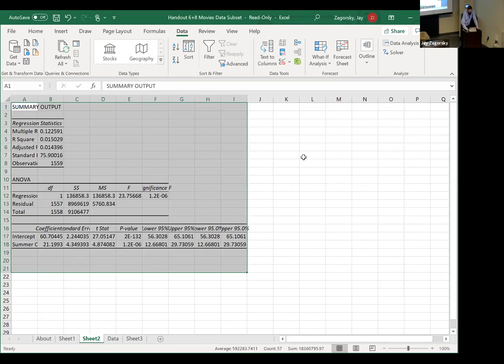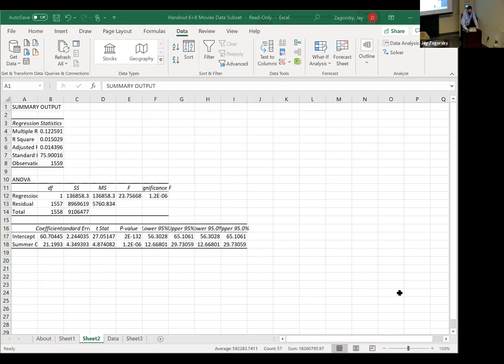So I'm going to set up breakout rooms, and the breakout rooms are designed to answer 3 questions. 1, simple explanation for the intercept. 2, simple explanation for the summer coefficient. And number 3, the question on the handout is, if you are a director, would you recommend releasing a movie in the summer? Why or why not? Let me open up the same rooms, and I'll see you in about 2 or 3 minutes.